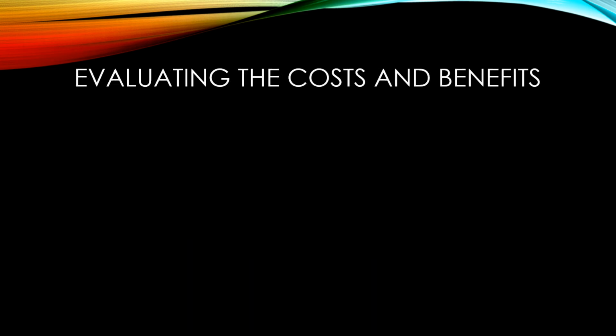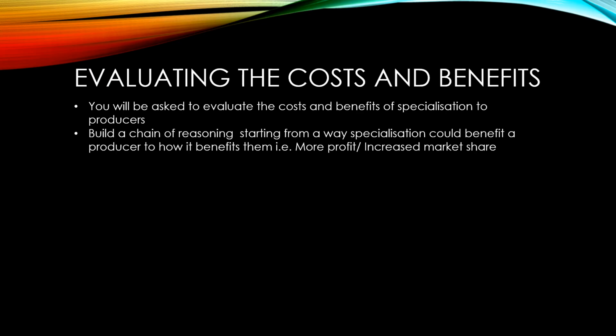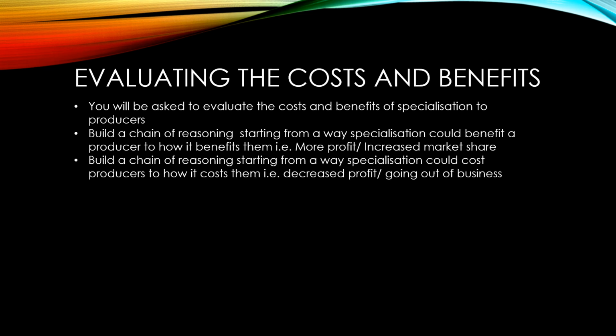One of the specification points is that students should be able to evaluate the costs and benefits of specialisation to producers, so you should expect to be dealing with both of these in the same question. To start a question like this, you will need to build a chain of reasoning that starts with the way specialisation could benefit a producer and ends at how it might benefit them. This will most likely be more profit or an increased market share. Next, build a chain of reasoning explaining how specialisation could cause a cost for the producer and how it costs them. So how it leads to decreased profit or, say, going out of business in an extreme case.